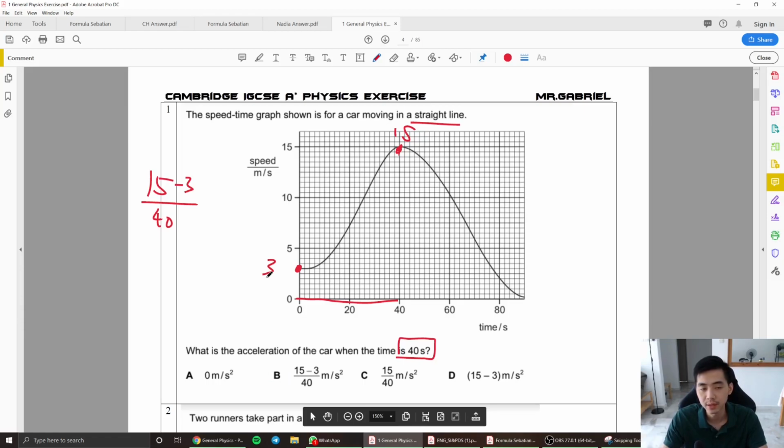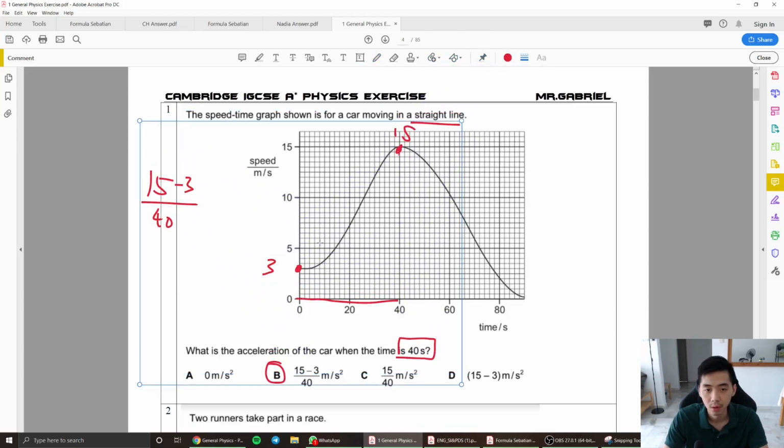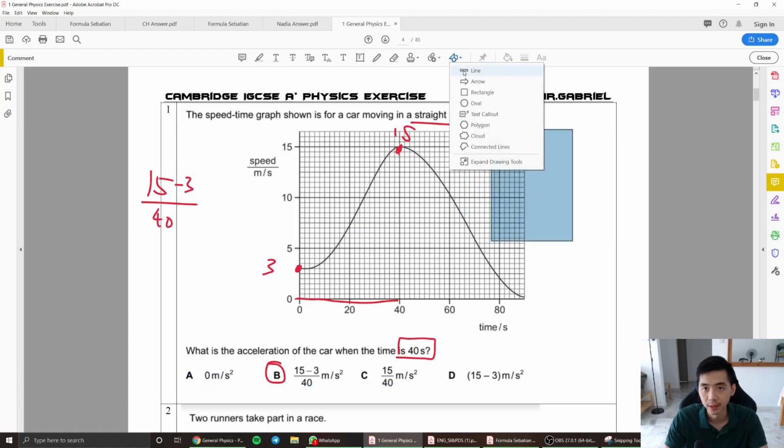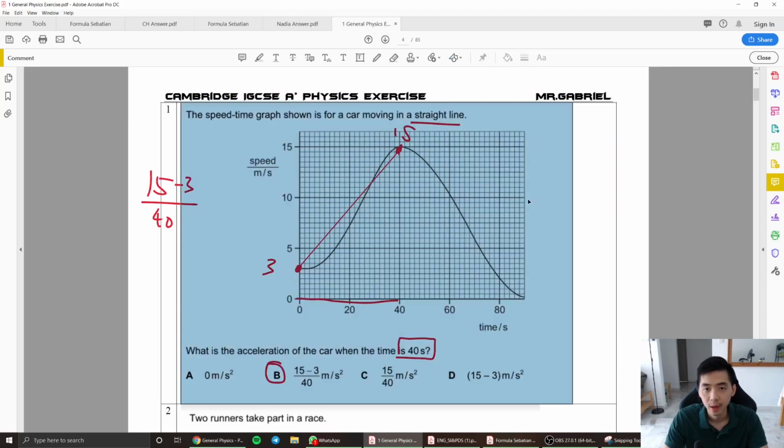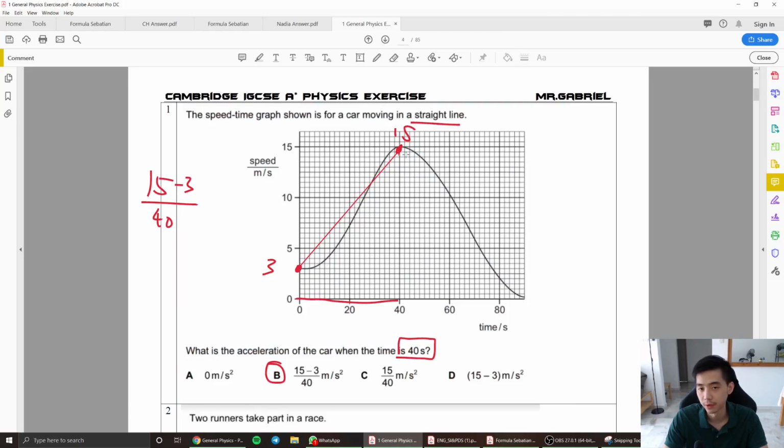But in reality, this is not going to be the case, because if B was the answer, the line would have looked something like this instead. And you know for a fact that this is definitely not the case, because the graph is obviously curving at this point, right?